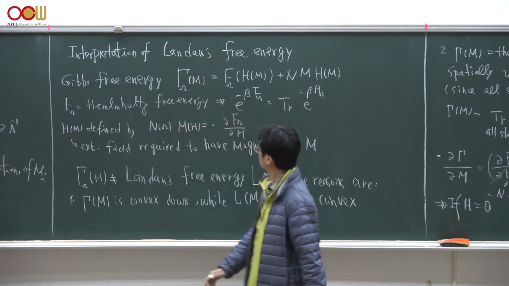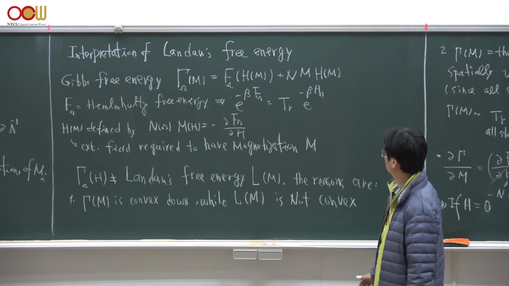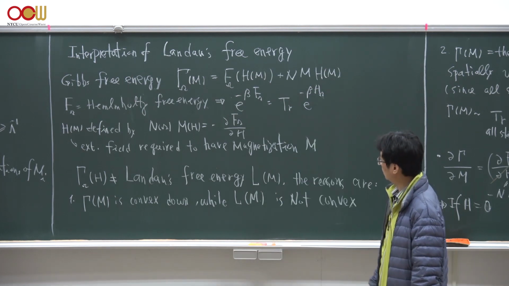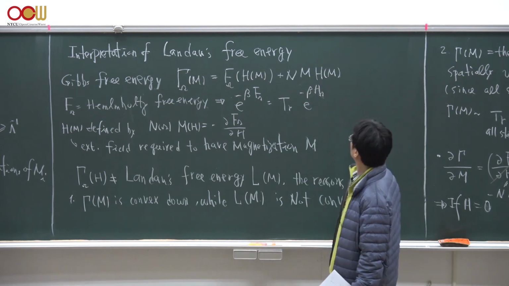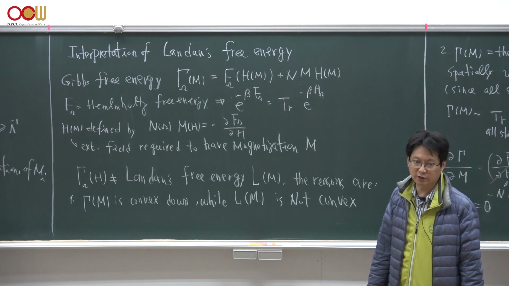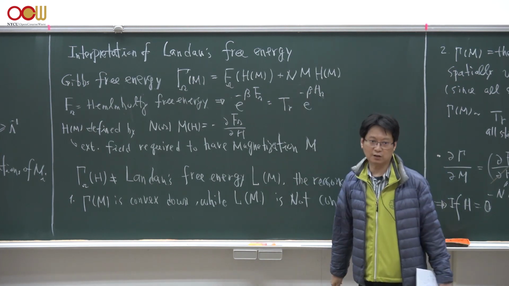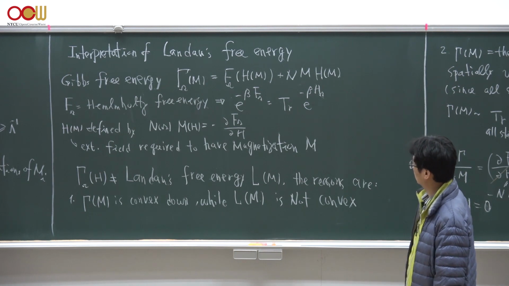The Gibbs free energy in statistical mechanics is defined by the Helmholtz free energy plus a term where you have the external magnetic field coupled to the magnetization M, and you have n such spins. Altogether, you get the Gibbs free energy.